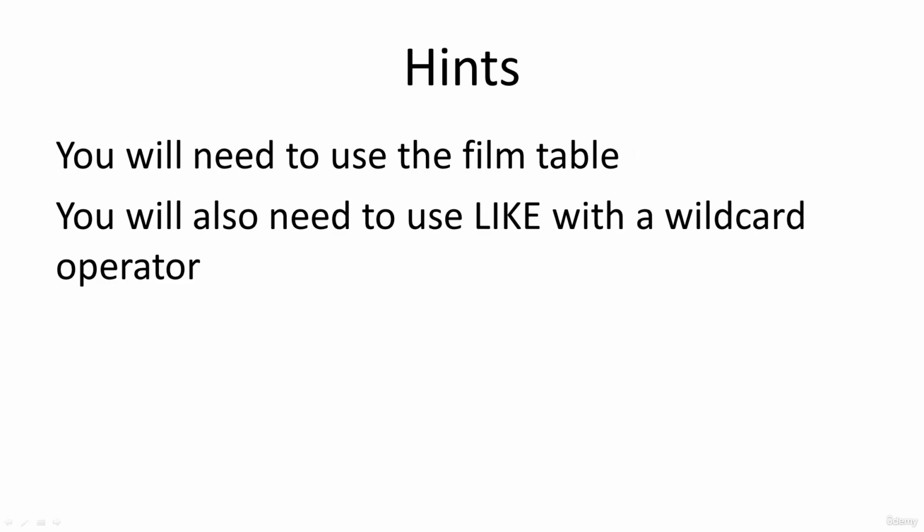Here come the hints. So you'll need to use the film table in order to solve this, and you'll also need to use LIKE with some sort of wildcard operator. So again, you can review the LIKE lecture in order to get an understanding of how to use those wildcard operators in case you've forgotten. All right, coming up next is the solution.